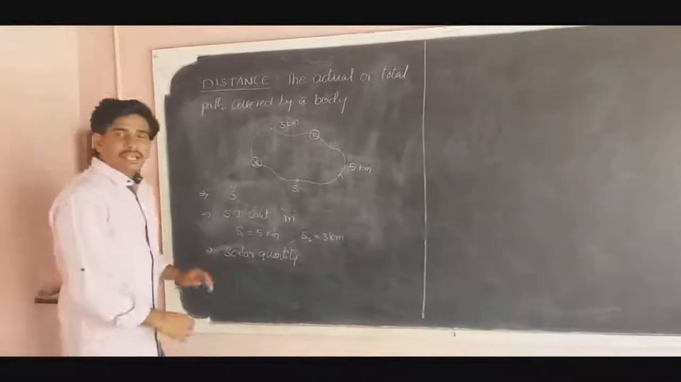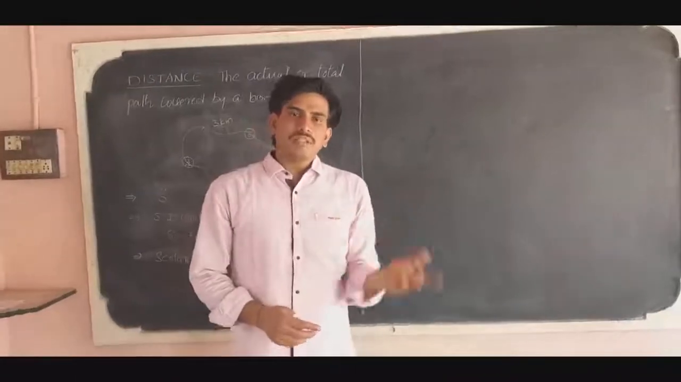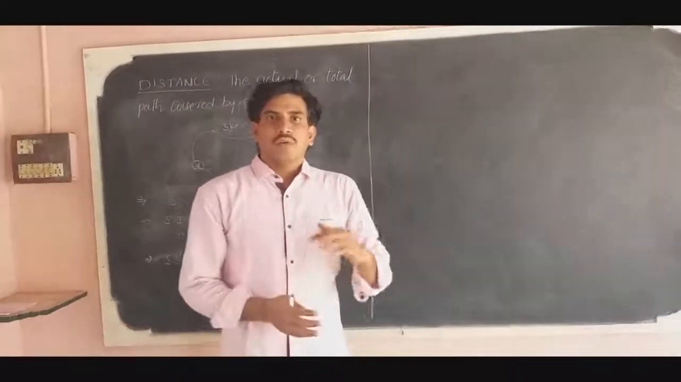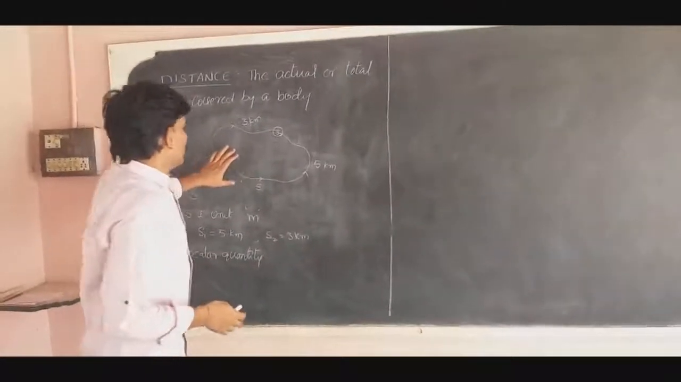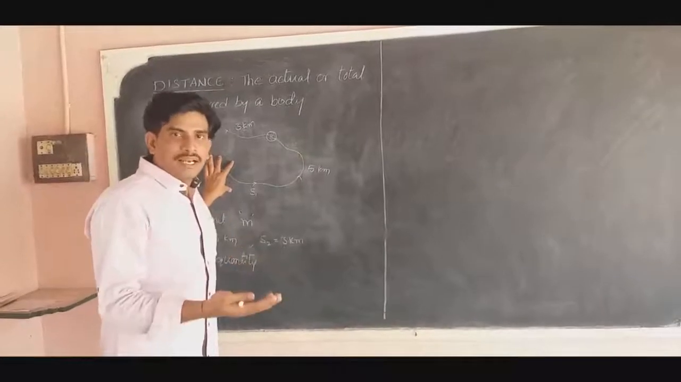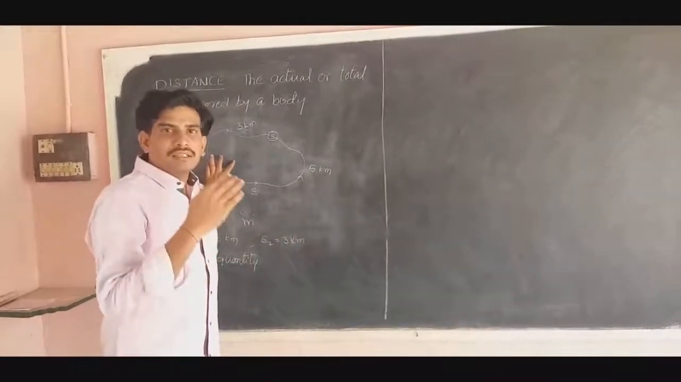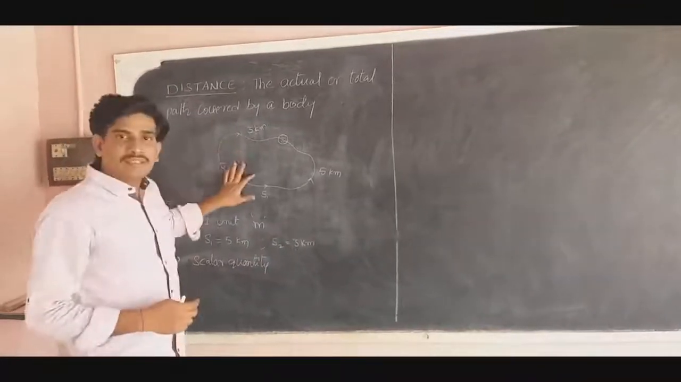What is a scalar quantity? As we know, all physical quantities can be classified as vectors and scalars. What is a scalar? If a quantity has only magnitude and no particular direction, then we call such physical quantities scalar quantities. Then see how distance is a scalar quantity.